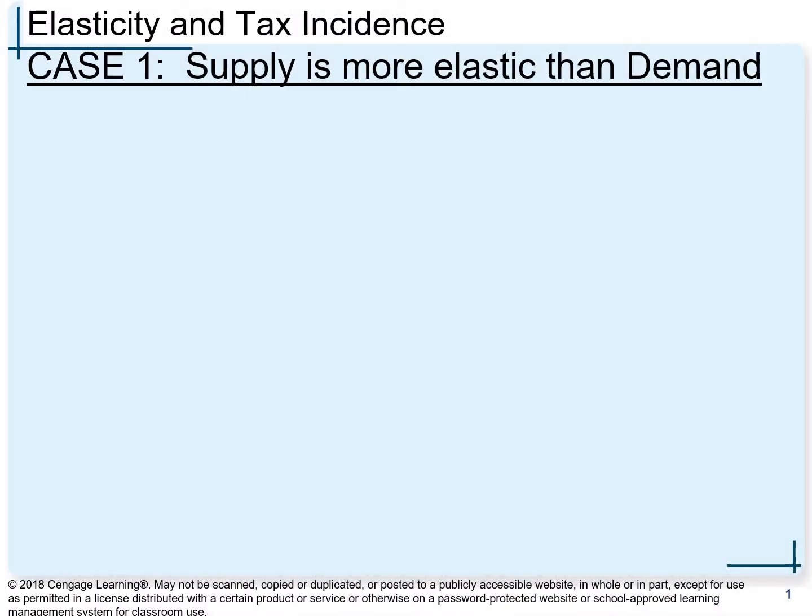Guys, we continue with chapter 6, and we are talking about elasticity and tax incidence in this video. Remember, when tax is imposed on the market, the tax is shared between buyers and sellers on the market. And exactly the way it is shared is going to depend on elasticity.